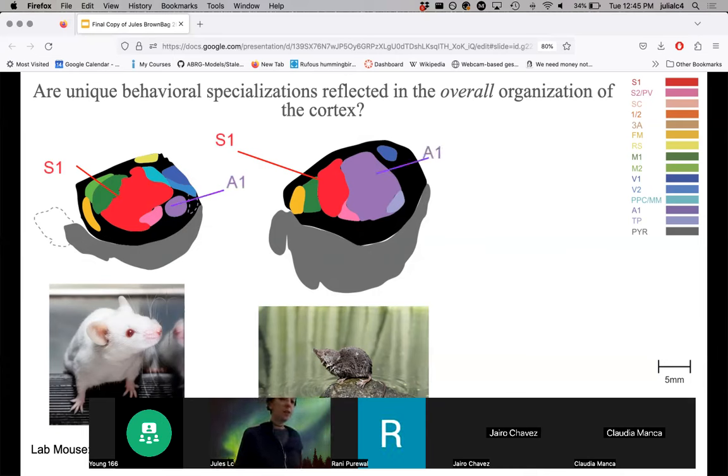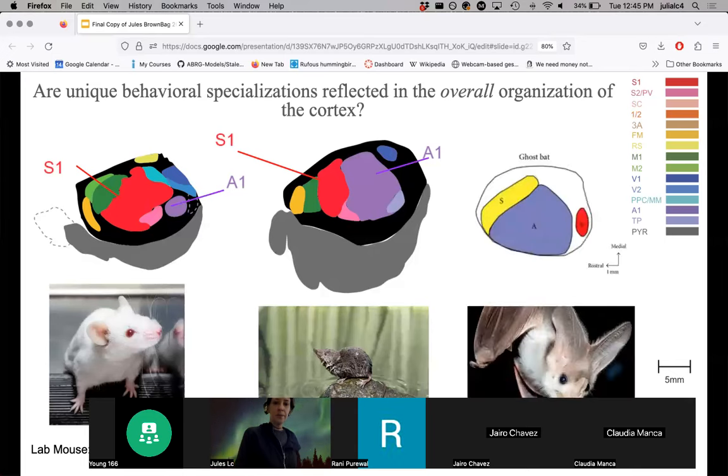But if you look at the auditory cortex, it's much smaller compared to the water shrew, and we think this is because water shrews are actually doing echolocation underwater in order to catch prey, so they have a much more expanded auditory area. You can also compare this with the ghost bat, where we also see a very expanded auditory cortex, and they're also doing echolocation to catch prey and navigate.